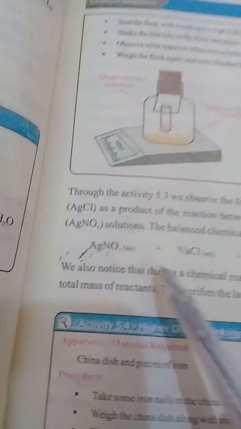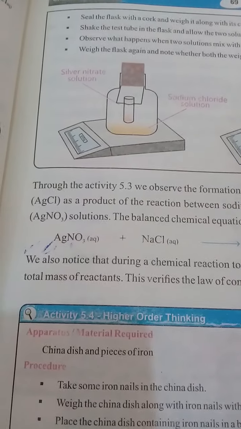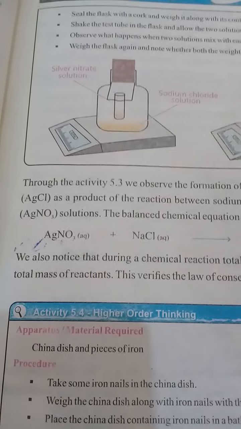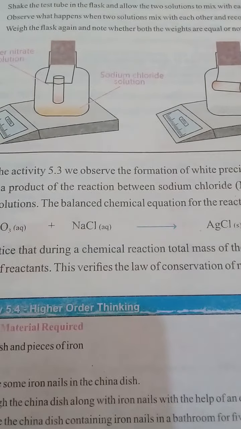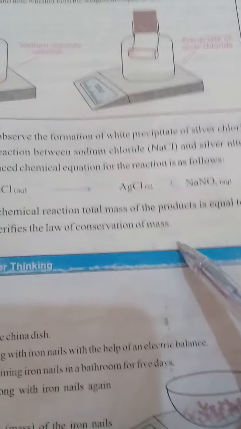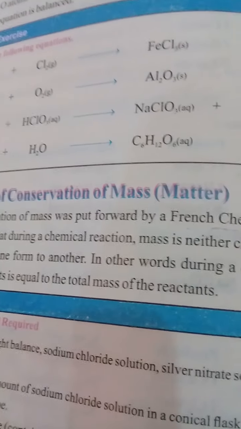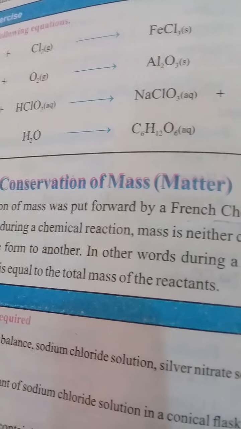So in that way it is proved that the mass of the reactants before the chemical reaction is equal to the mass of the products that are formed after a chemical reaction. This activity verifies the law of conservation of mass. This is a very important law.